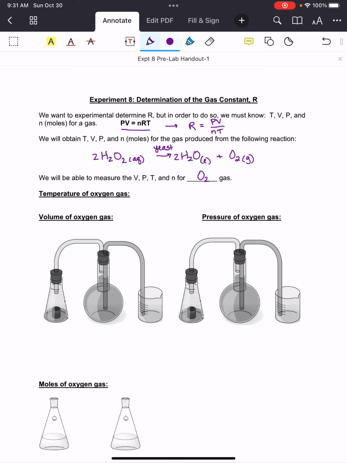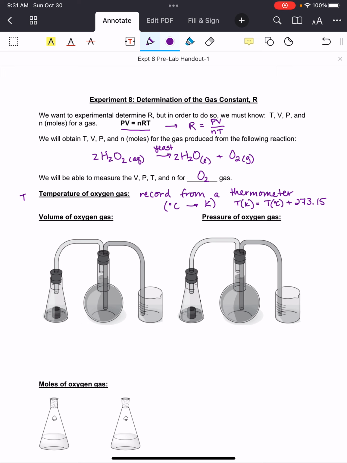Now let's go over how we're going to figure out all of the information about these variables under our reaction conditions. To figure out T, the temperature of our gas, we're just going to record from a thermometer what the temperature in the room is, because we know that the reaction is done at room temperature. We just have to take our temperature in Celsius and convert to Kelvin. To get the temperature in Kelvin, all you have to do is take the temperature in Celsius and add 273.15.